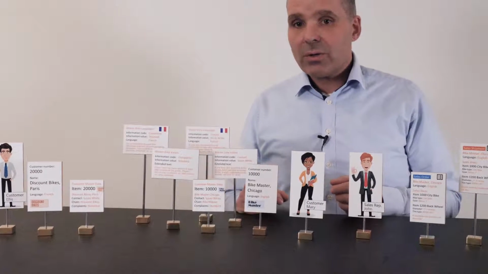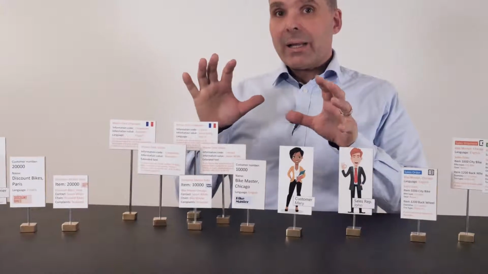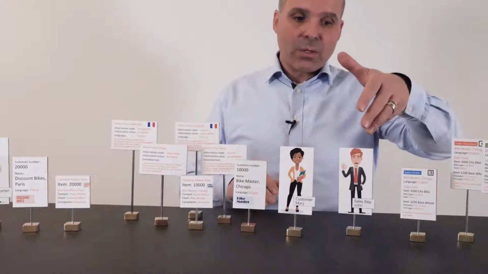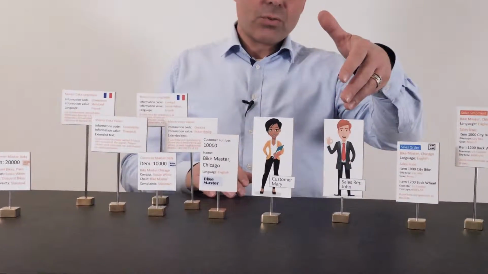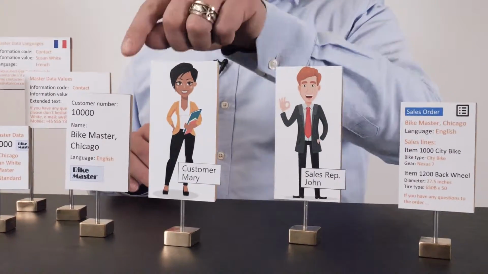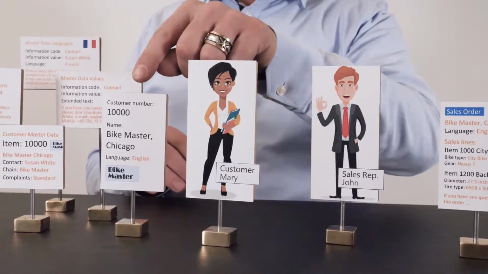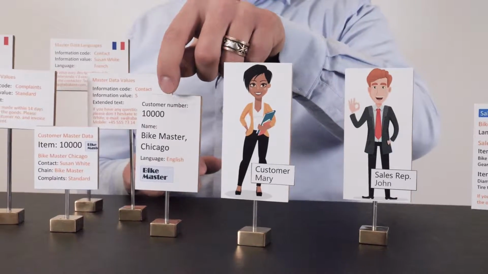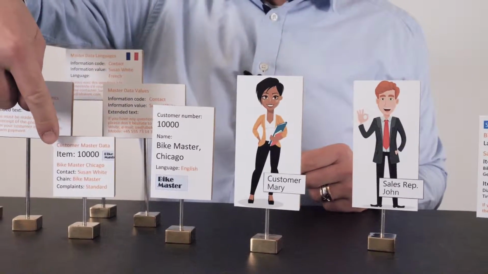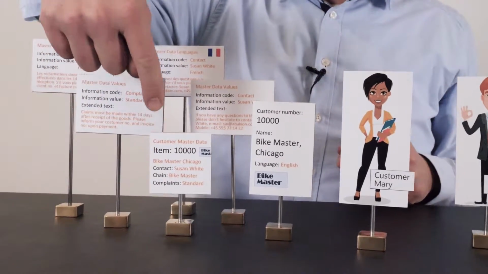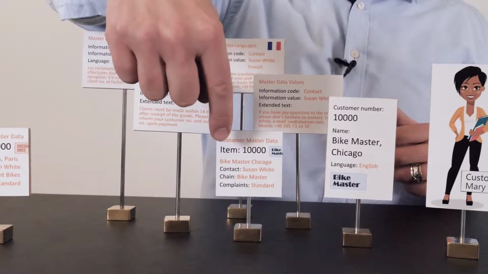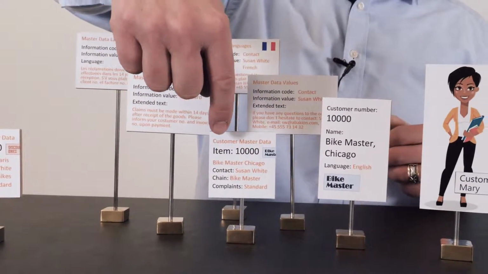With master data information, it's possible to add language handling and extended text to your master data. So for instance, if our sales rep John wants to do business with our customer Mary from the Bike Master, he would add a customer card in standard Business Central saying that it's an English-speaking customer, and on this customer he could add customer master data, like for instance, Susan is the contact person, what is the standard for complaints, what is the chain relation, etc.